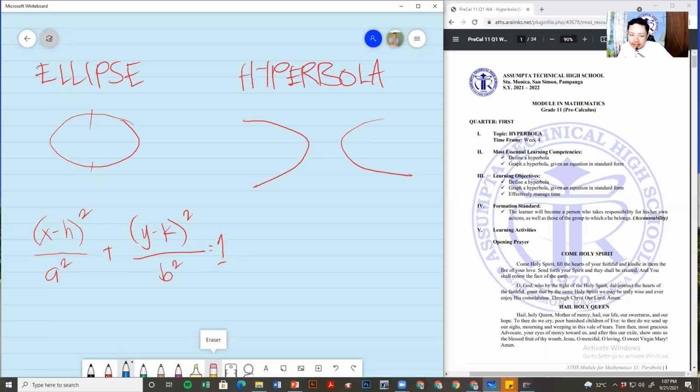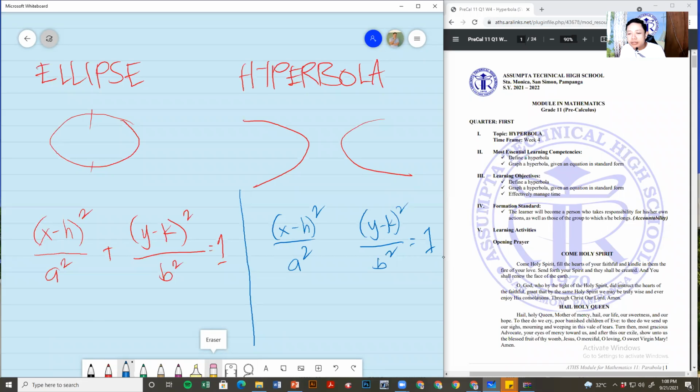Now, look at the similarity and difference. For hyperbola, it has exactly the same format for its standard form. We have x minus h end of quantity squared over a squared, and then we also have y minus k end of quantity squared over b squared is equal to 1. Just that, what is the only difference between the two standard forms? What makes the hyperbola different from the equation of the ellipse? Type it in the chat box, please.